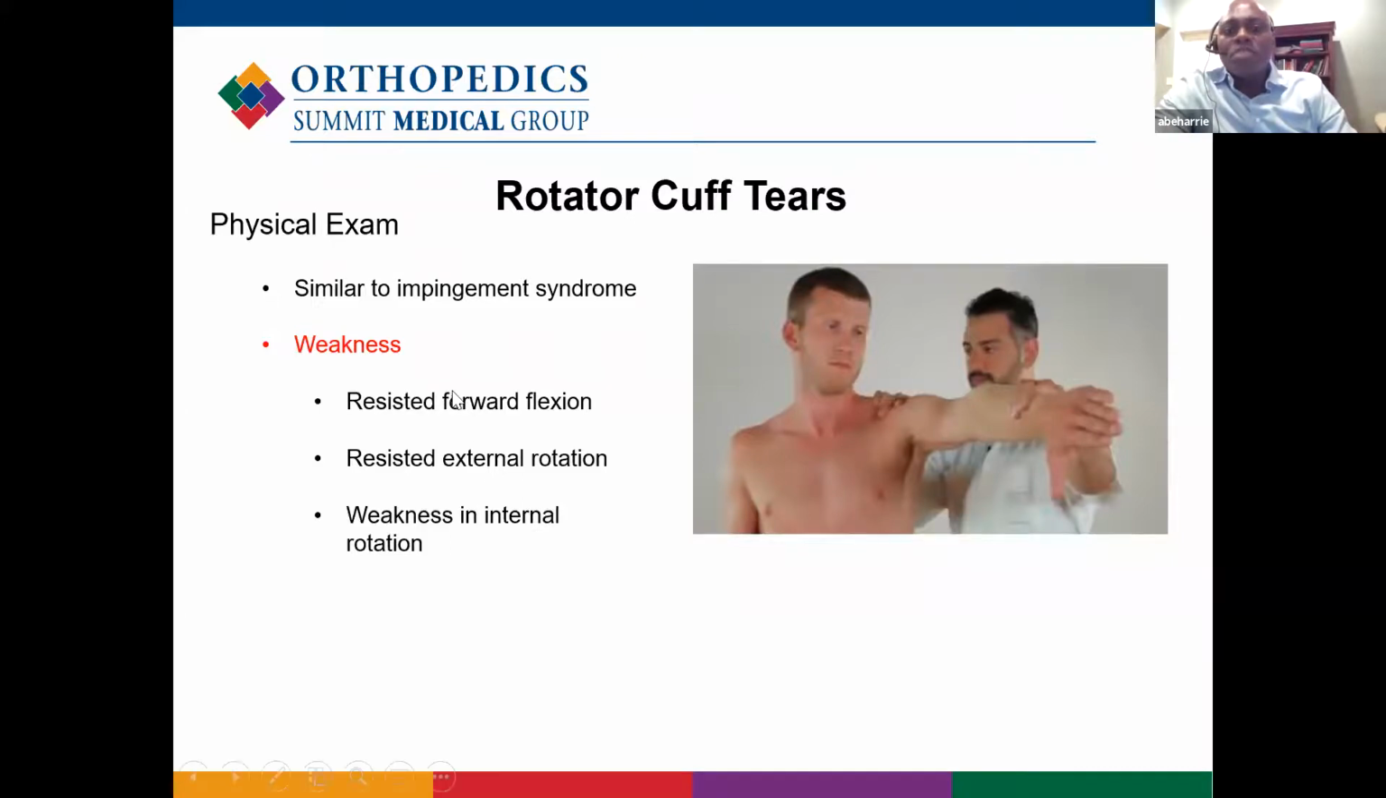So again, patients will have findings on exam similar to impingement syndrome, but you may have weakness with forward flexion, which is raising the arm forward overhead, pain or weakness with external rotation, or weakness with internal rotation.